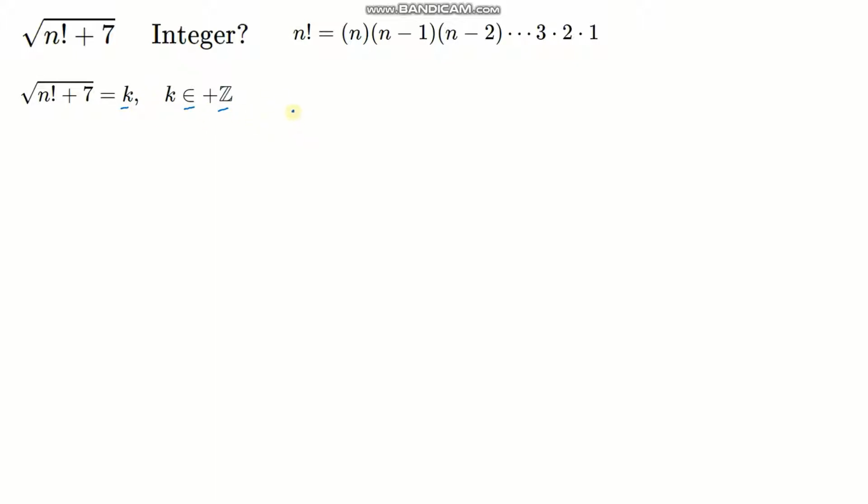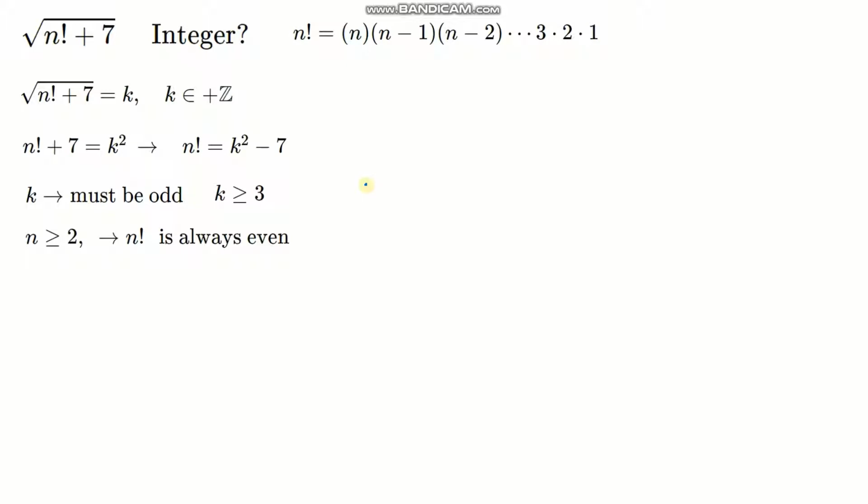Now, square both sides: n factorial plus 7 equals k squared, so n factorial equals k squared minus 7, by transferring plus 7 to the other side. Instead of finding the values of n directly, we will find the values of k that will make k squared minus 7 in the form of the product of consecutive integers, which is n factorial.